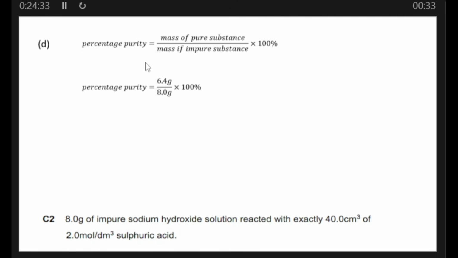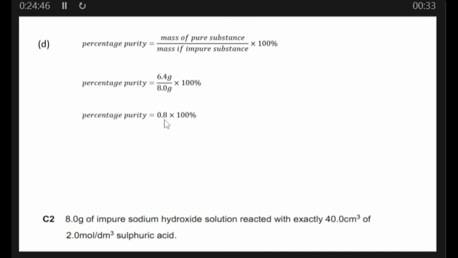So we'll say percentage purity is equal to 6.4 grams, the one we calculated because that was the mass of pure, divided by this, the mass of impure, which when you evaluate this, you get 0.8 times 100, you multiply, you get 80% as the percentage purity, meaning 20% is impure, then 80% is pure.